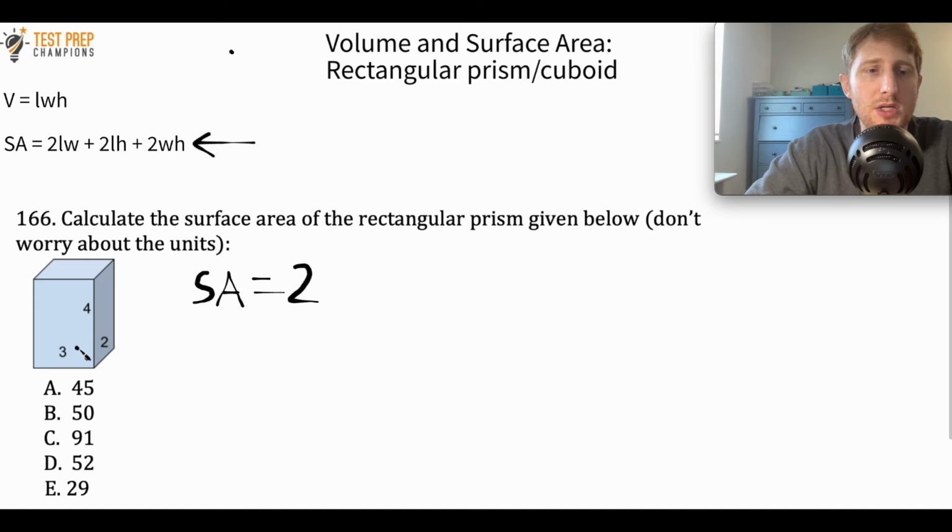So 3 is our length. So 3 equals L, and 2 is our width. So 2 equals W, and 4 equals H.